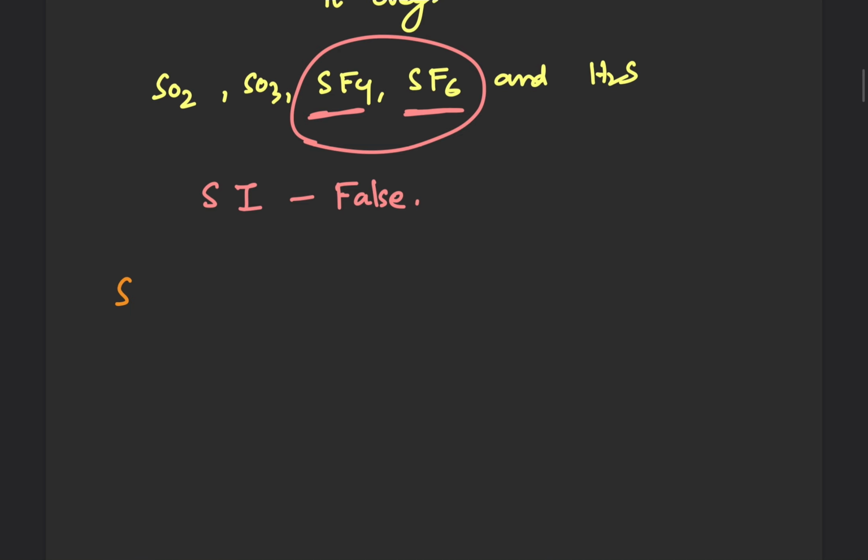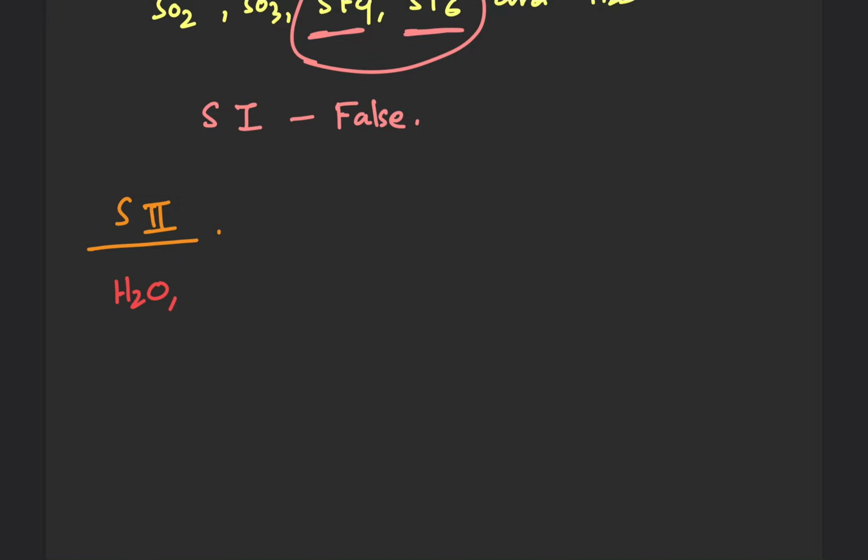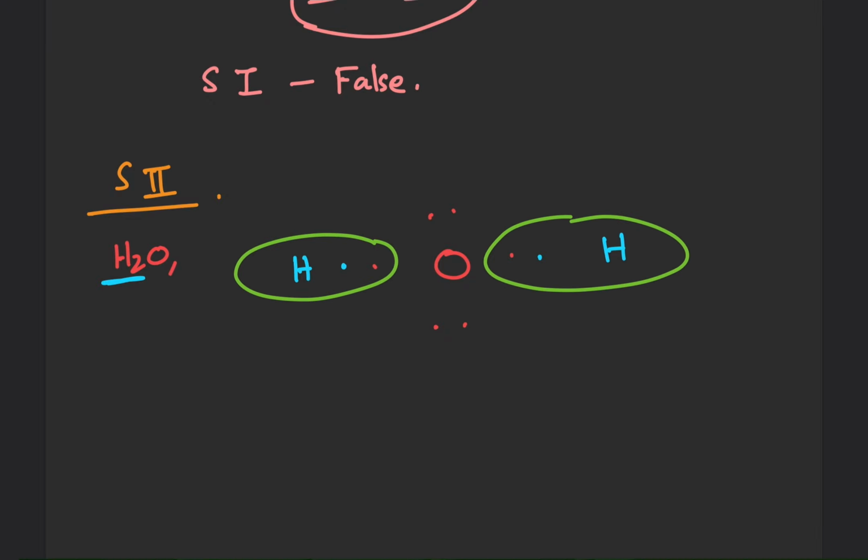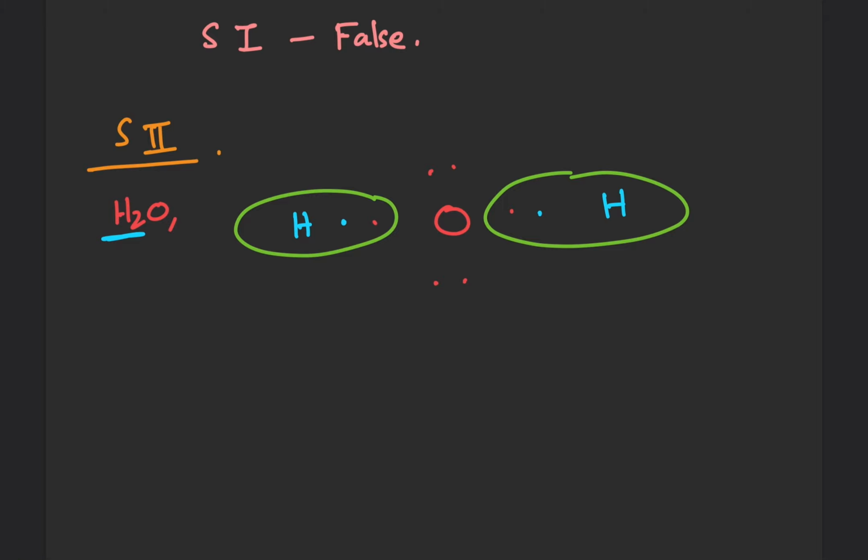Okay, so let's talk about statement 2. Let's draw the Lewis dot structure of all of them and check one by one. In H2O, O has 6 valence electrons. It shares one electron with each hydrogen atom, and there are a total of 2 hydrogen atoms. So therefore the central atom, that is O, has 2 lone pairs, 1 and 2.